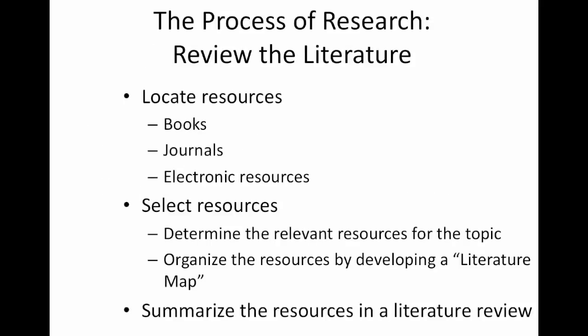A review of the literature is really quite complex. There are books, journals, and electronic resources. Among these, journals are considered kind of the top end, the scholarly peer-reviewed journals. And a lot of the electronic resources will have scholarly peer-reviewed journal materials available. Actually, one of the neat things about your university is the quality of the library resources. You're going to select the resources and organize them by developing a literature map, and I will help you with that. Then you're going to summarize the resources in a literature review.